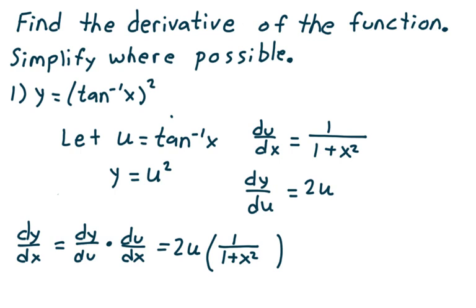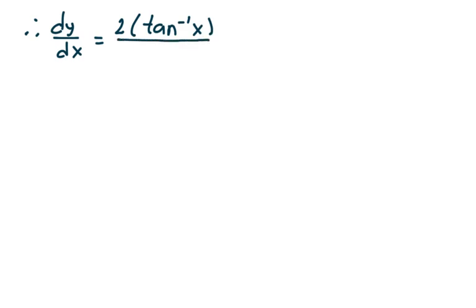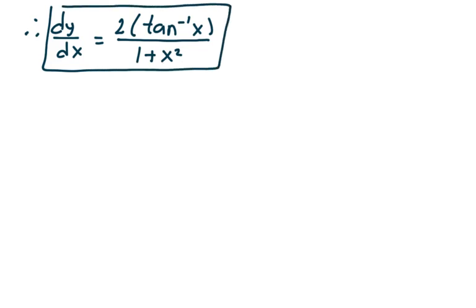But if we notice, u is equal to inverse tangent of x. Therefore, dy dx is equal to 2 times the inverse tangent of x divided by 1 plus x squared. And this is how we do example 1. So this is a chain rule problem.